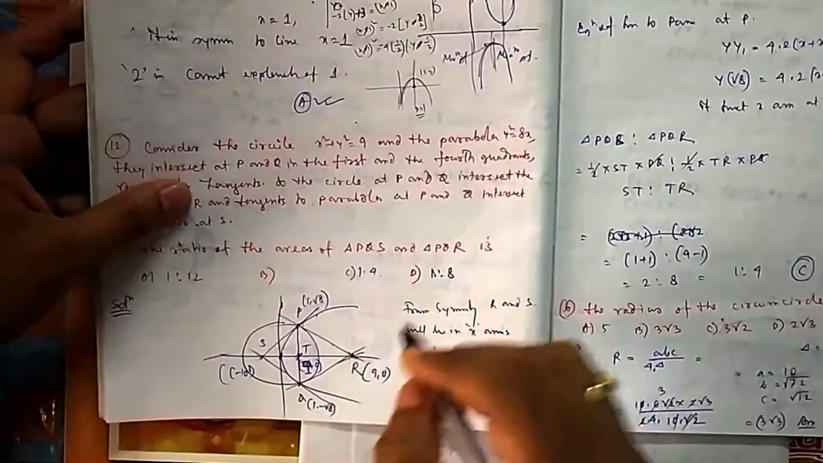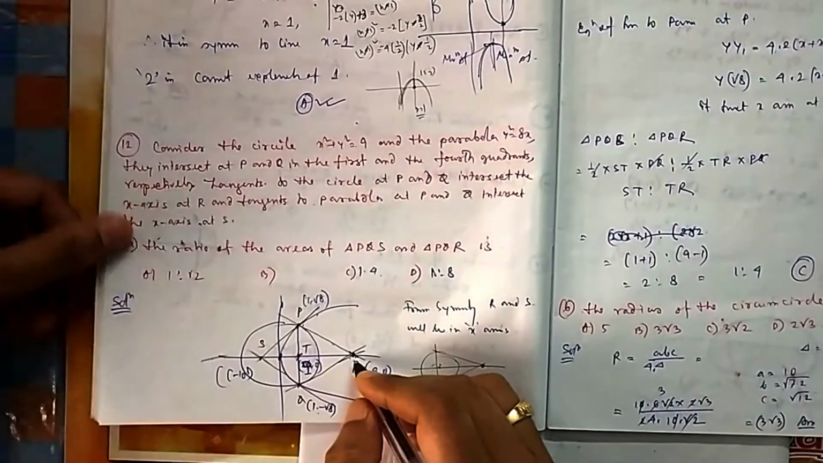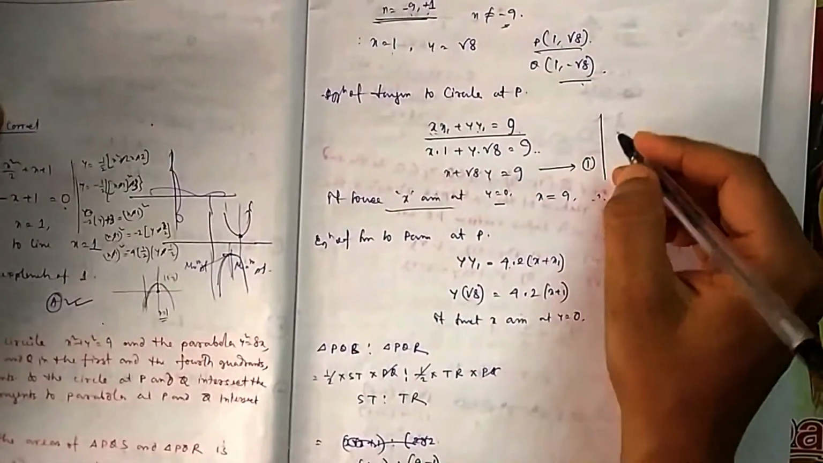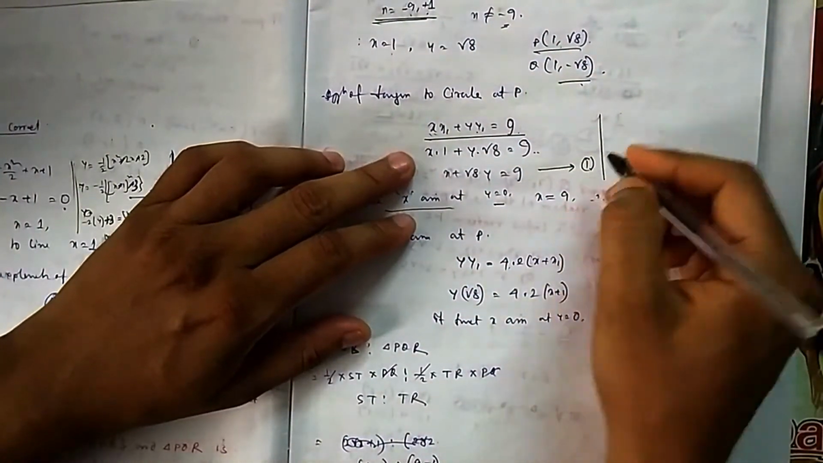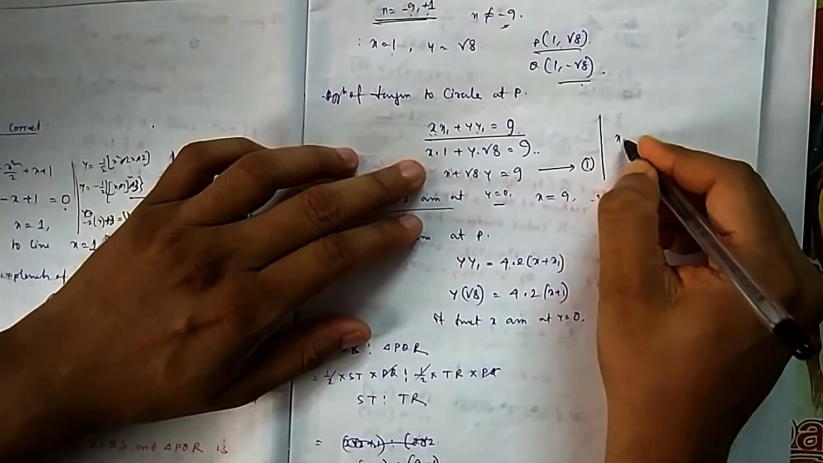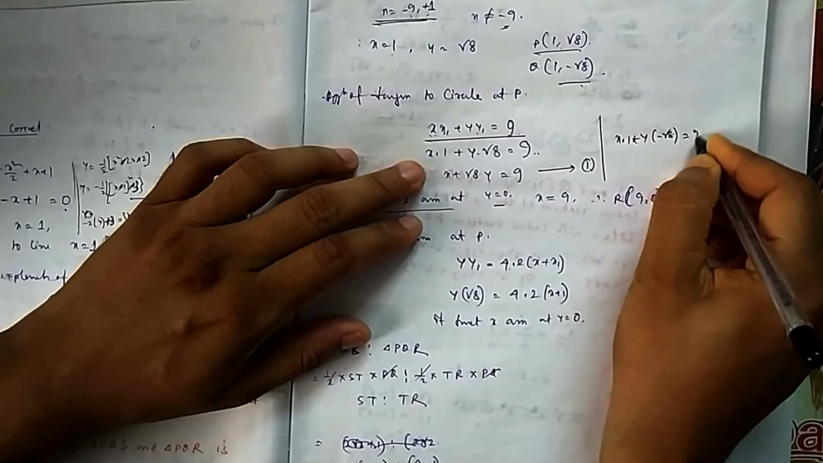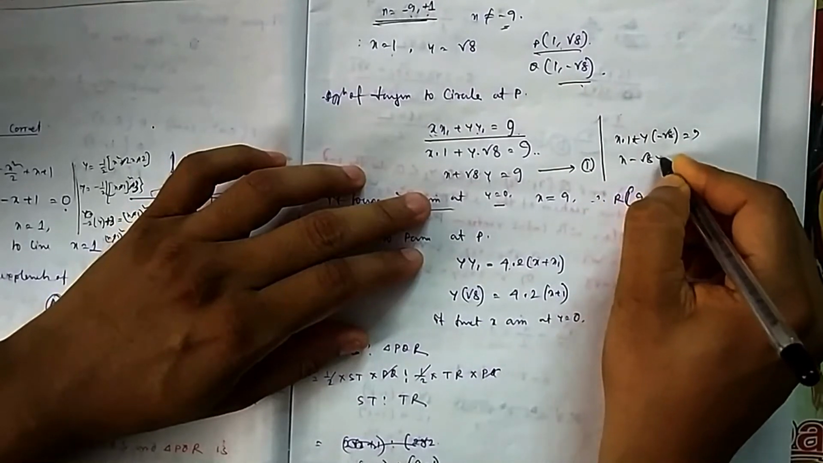By symmetry you have seen this will touch at 0. Suppose you are not agreeing with me that they are touching at this point, this y is equal to 0. So what you can do, you can find another one. This was the first tangent, you find the tangent through Q. So the tangent through Q will be y plus minus root 8, 9 equal to 0. That is x minus root 8 y is equal to 9.